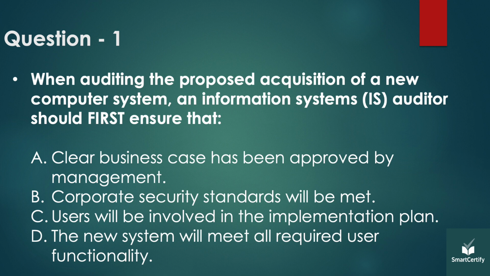While it's true that security, user involvement, and functionality are all important, those come later in the process. The auditor's first priority should be to check whether a clear business case has been developed and approved by management. Why? Because the business case defines why the system is being acquired in the first place. It should show that the project is aligned with business goals, that there's a real need, and that expected benefits outweigh the costs. Without this foundation, the project may lack direction, justification, or proper sponsorship, which increases the risk of failure.